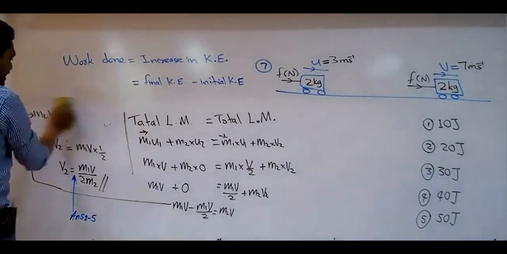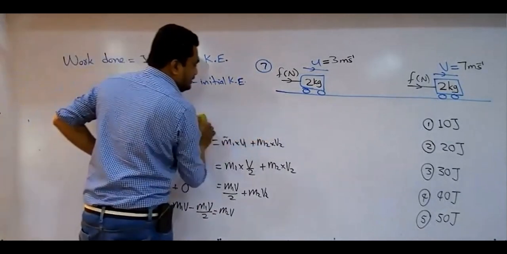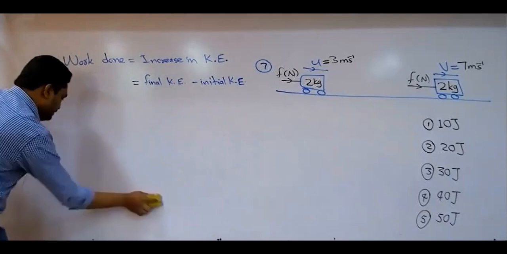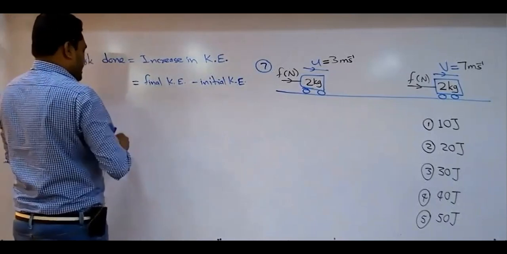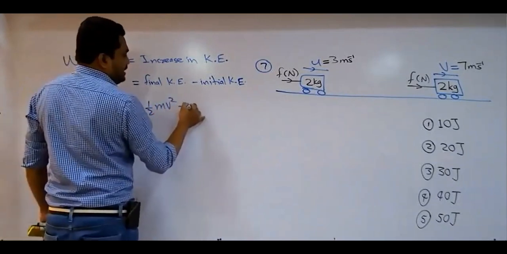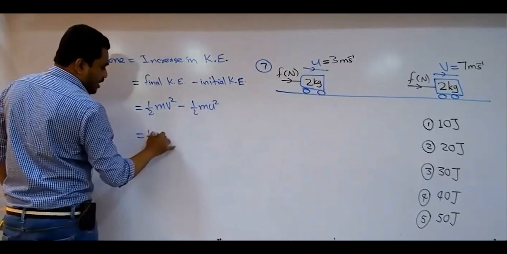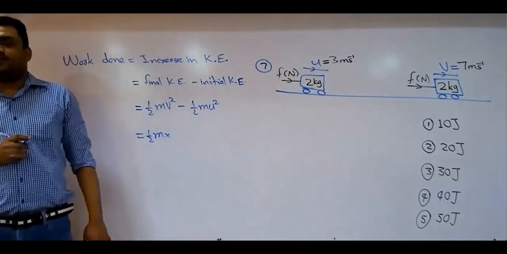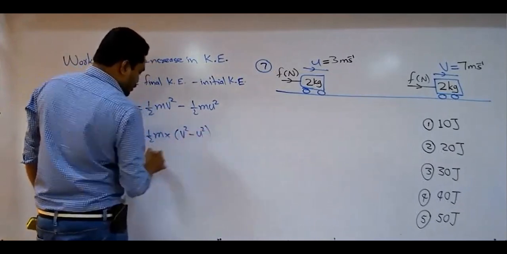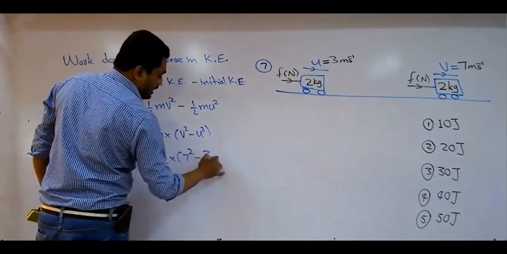Right. So what is final kinetic energy? Final kinetic energy is half m v square. Initial kinetic energy is half m u square. So I can take half m out from a bracket. What are the remaining terms here? v square minus u square. So half m is half of 2 kilogram, v is 7, u is 3.